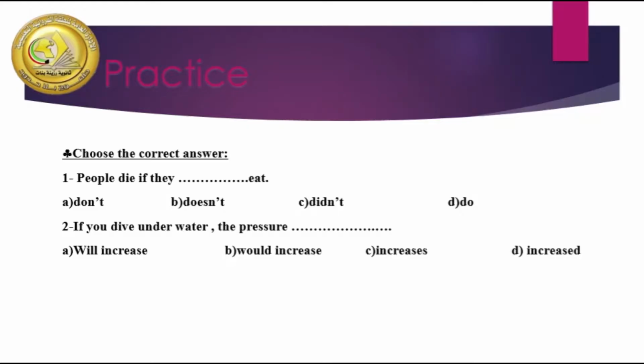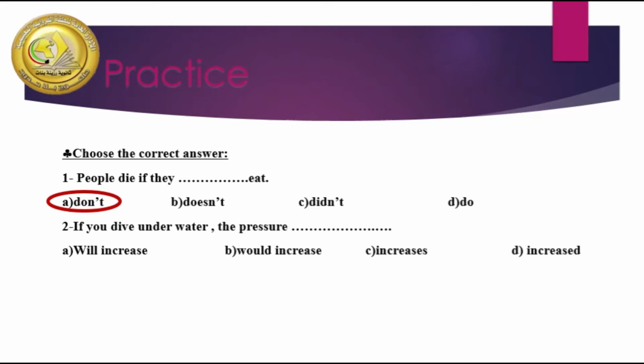Now, let's work out this exercise. Choose the correct answer. The first sentence is, people die if they don't eat. We have four choices: don't, doesn't, didn't, do. Which is the right choice? Try to think, please. Don't. That's right. It is the right answer.